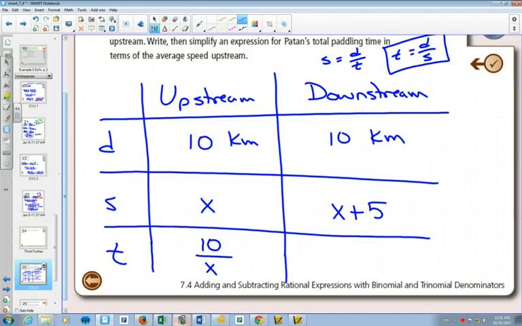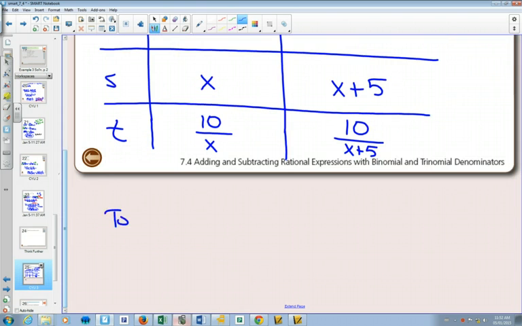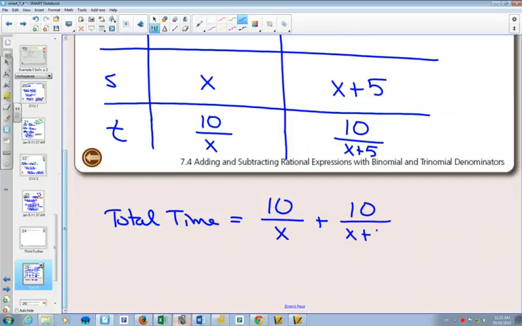And for downstream, again, traveled 10 kilometers, but now the speed was faster, so that time should be less. Putting this all together, our total time will be this time plus that time. So this is what the question asked us first. It said, write an expression for the total time, and then it said, simplify that. And what are we doing here? We're adding fractions. What do we do when we add fractions? We need a common denominator.